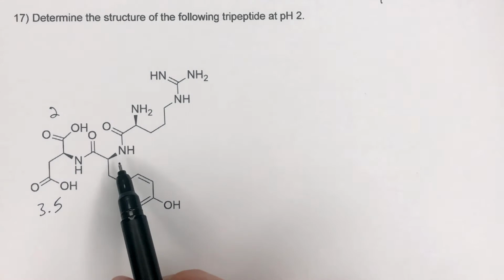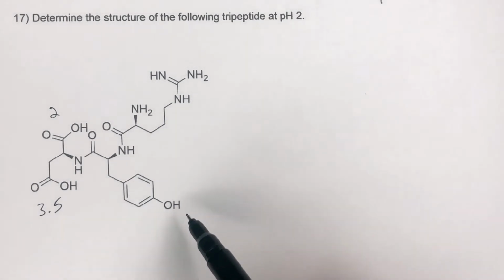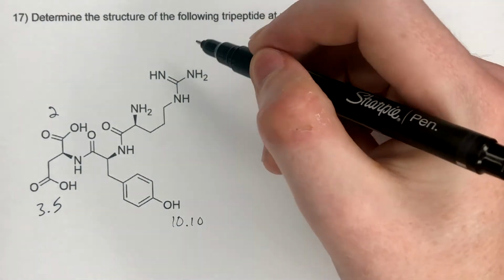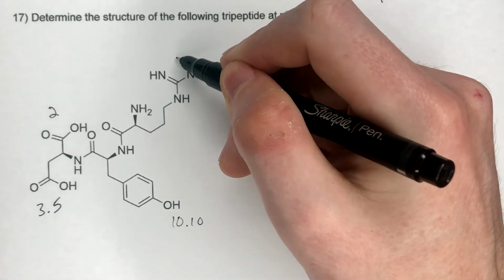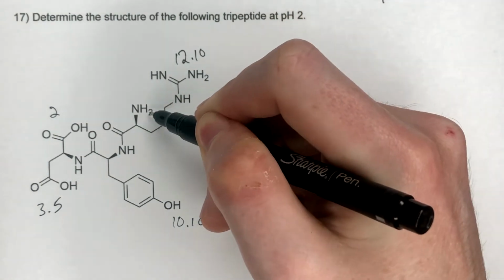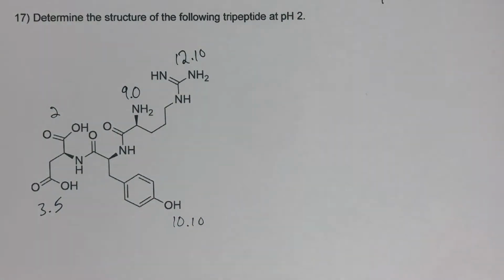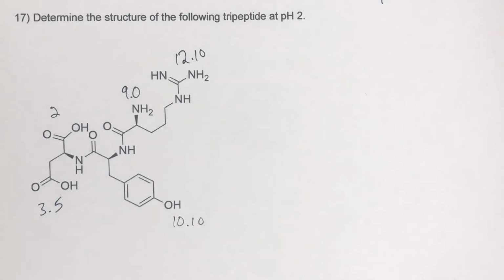These nitrogens are no longer ionizable. This is tyrosine's side chain that's ionizable at 10.10. Then again, none of this is ionizable until the arginine group, which is ionizable at 12.10. And then we know that the nitrogen here is ionizable as well. That's the terminal nitrogen, which is ionizable at about 9.